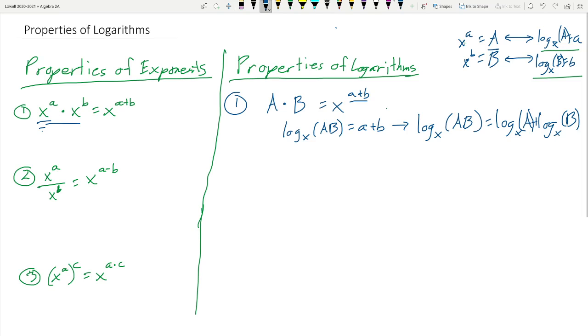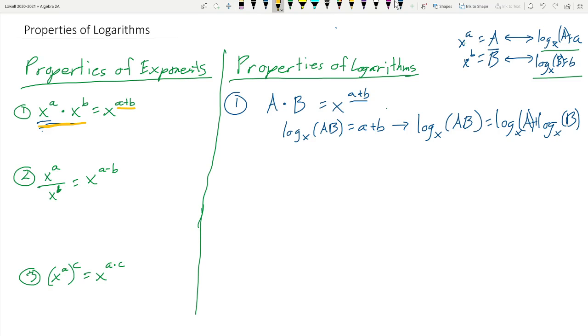Now this again should make sense because let's think about what this says. This says, sorry, the property of exponents, come back over here. It says if you multiply the final answers together, you just add the exponents that it took to get there.